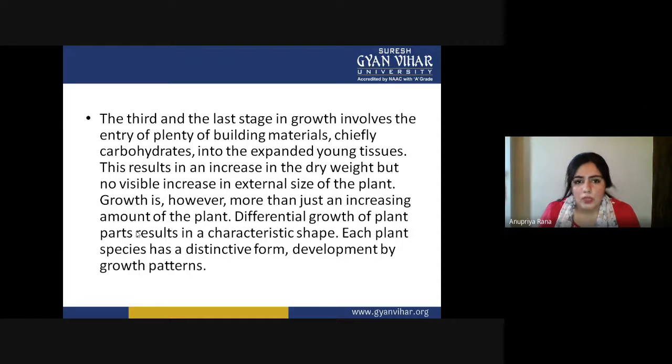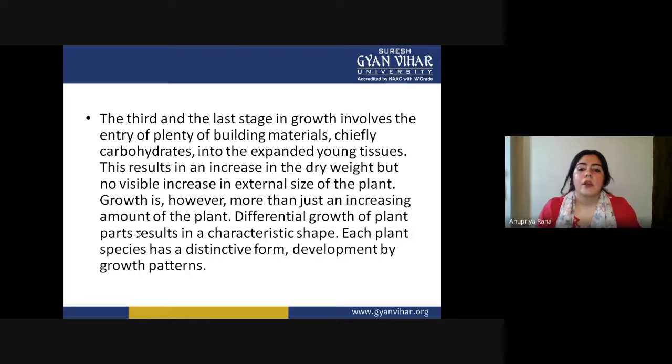Growth is, however, more than just an increasing amount of the plant. Most people think that growth is just increasing the length and breadth of the plant. That is not right. How the plant develops its internal structure is also very important. Differential growth of the plant parts results in the characteristic shape. Basically, through differential growth, the plant comes to have different kinds of shapes. That is the process of differentiation we are going to see next.